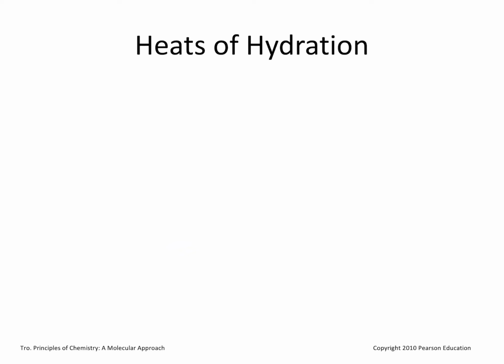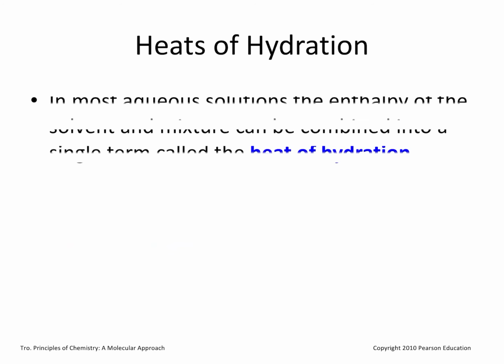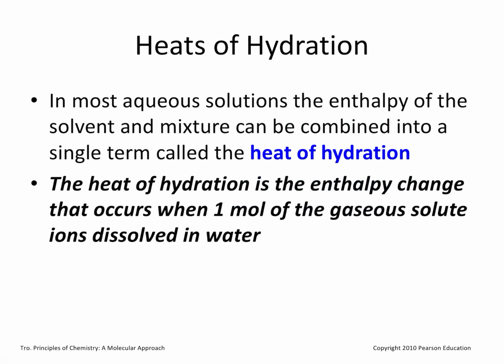This brings us up to heats of hydration. So many common solutions, such as the seawater mentioned before, contain an ionic compound that's dissolved in water. So most of the time when we're thinking of homogeneous aqueous solutions, or a lot of the electrolytes that we've talked about in previous chapters, it's a salt dissolved in water. And a salt, we say, is an ionic compound. So in these solutions, we have the solvent and the mixture that can be combined in one single term called heat of hydration. The heat of hydration is the enthalpy change that occurs when 1 mole of the gaseous solute ions dissolved in water.